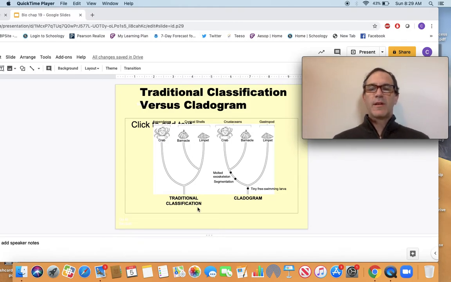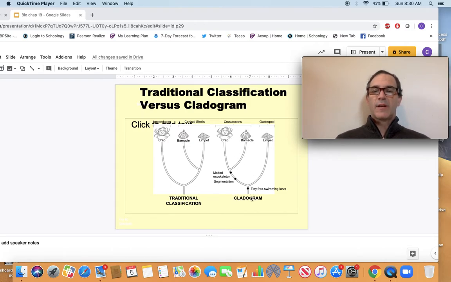However, when we look closer at these, we have found that the crab and the barnacle both share two things that the limpet does not, and that is a molted exoskeleton. In other words, they lose their shell, and they have body segmentation. The limpet has neither. So in the newer version, we have the limpet as the outgroup and the crab and the barnacle more closely related.